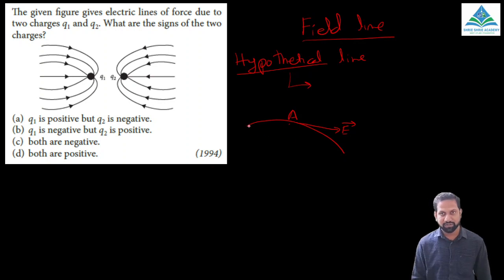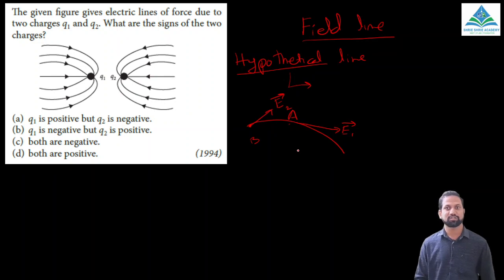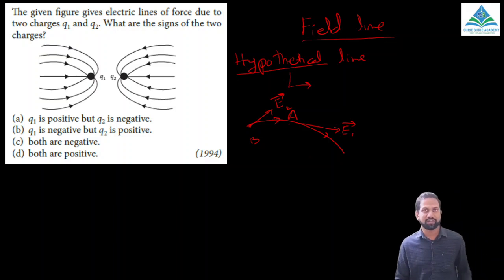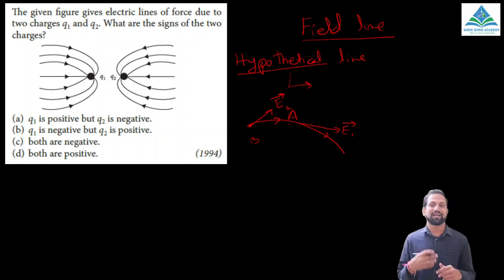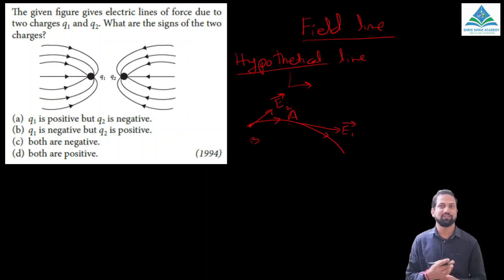Say if you are finding the field line direction here, say at this point B, then you have to take the tangent this way, right? So this is electric field, say this is E1 and this is E2. From point to point, magnitude and direction may change. I hope you got the clarity. Wherever you want to find the direction of the electric field, you have to draw one tangent at that point. Along the tangent, the field will be.